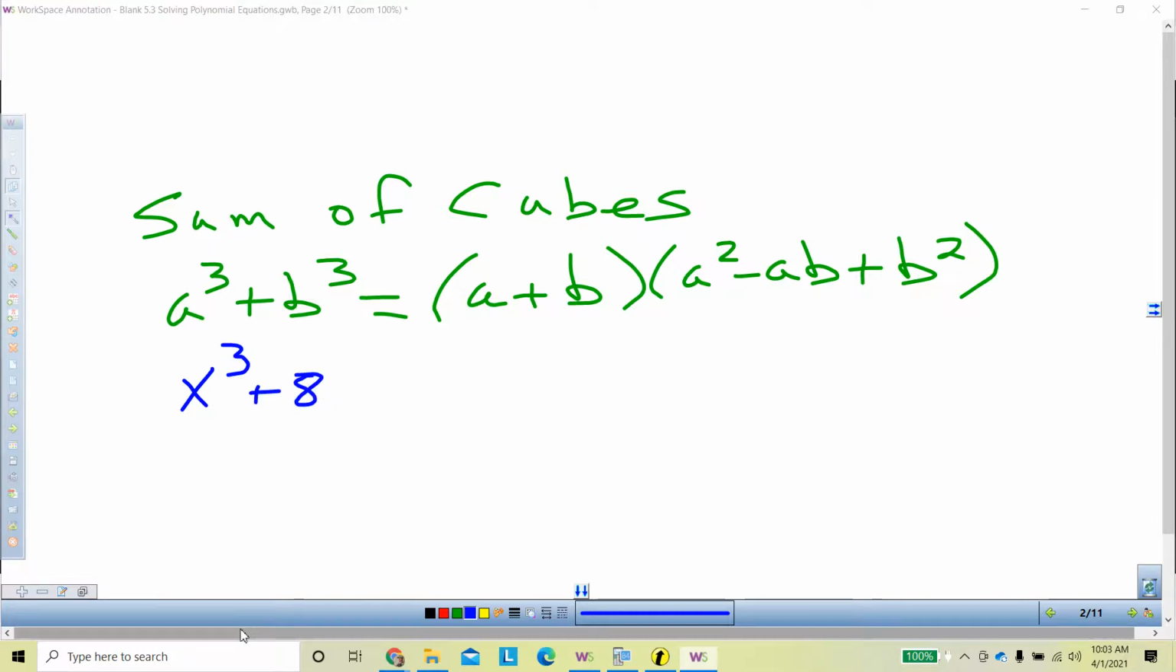Anyone know the cube root of 8? 2. So let's say you didn't know the cube root of 8. So cube root means same number multiplied together 3 times, right? 2 times 2 is 4, times 2 is 8. Cube root of 8 is 2.